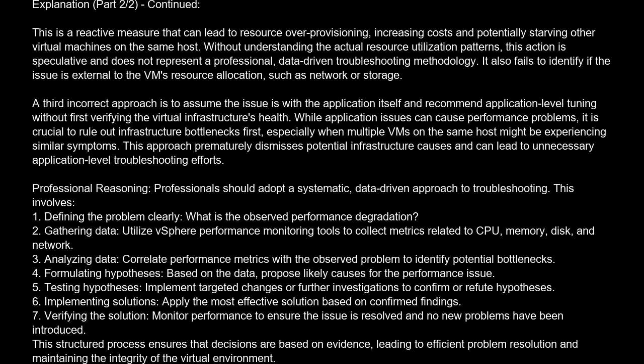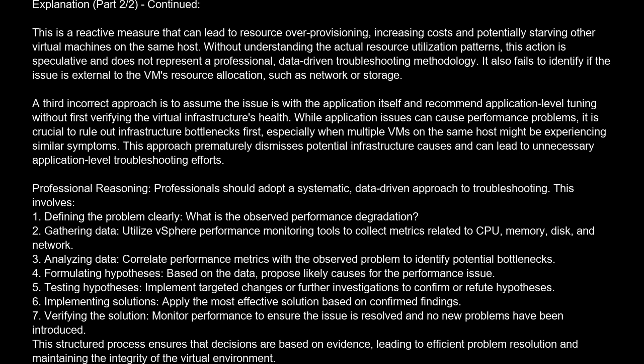network or storage. A third incorrect approach is to assume the issue is with the application itself and recommend application-level tuning without first verifying the virtual infrastructure's health. While application issues can cause performance problems, it is crucial to rule out infrastructure bottlenecks first, especially when multiple VMs on the same host might be experiencing similar symptoms. This approach prematurely dismisses potential infrastructure causes and can lead to unnecessary application-level troubleshooting efforts.